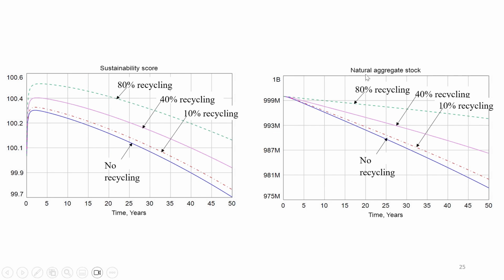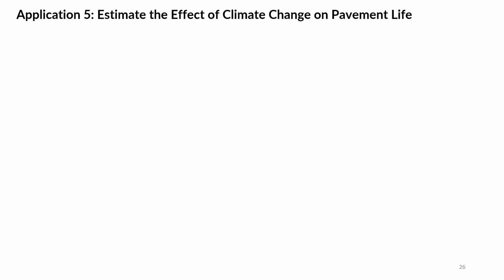At the same time, if you look at the natural aggregate stock, you can see that if I don't recycle, it's going down very rapidly. By the way, these numbers are not important. These numbers are assumed numbers. You can use your own numbers for your locality or for the area from where you're getting the natural stock. The key point is the trend in the data over the years. And you can see here how big of a difference we can make by 80% recycling in comparison to no recycling. Okay, and this is the utility of system dynamics.